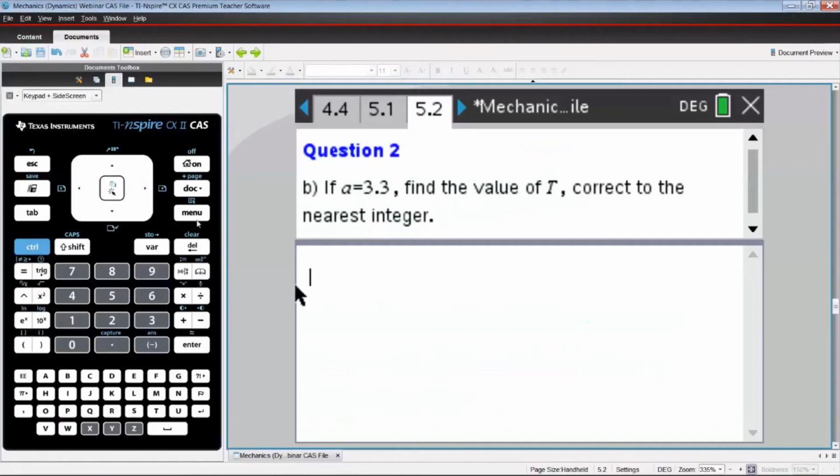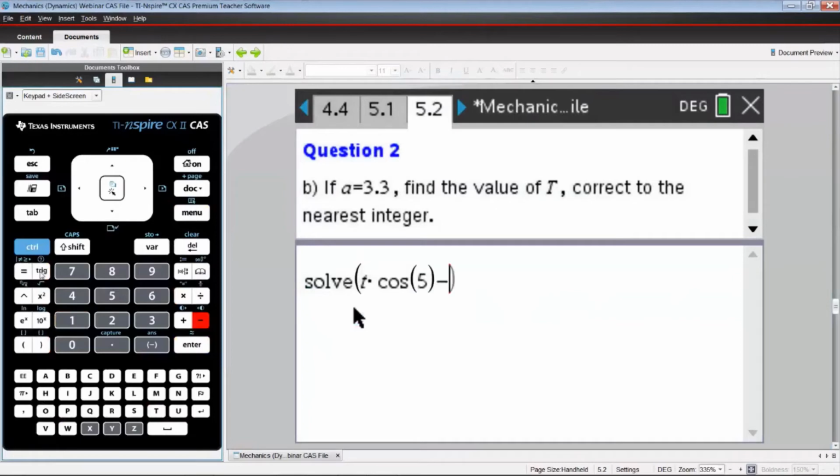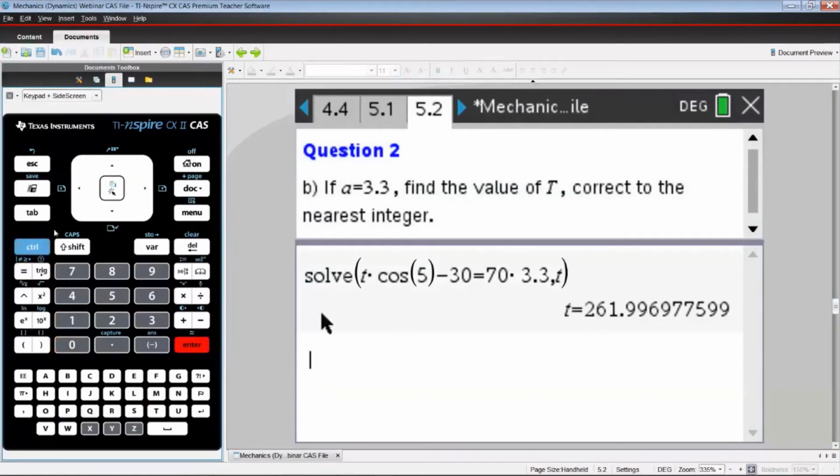So let's do that. Menu 3.1 is solve, and let's put T times trig cos 5 degrees minus 30 resisting is equal to 70 mass times 3.3 acceleration, and let us solve for the tension and press Control Enter, and we get 261.996977. That is really, really close to 262.